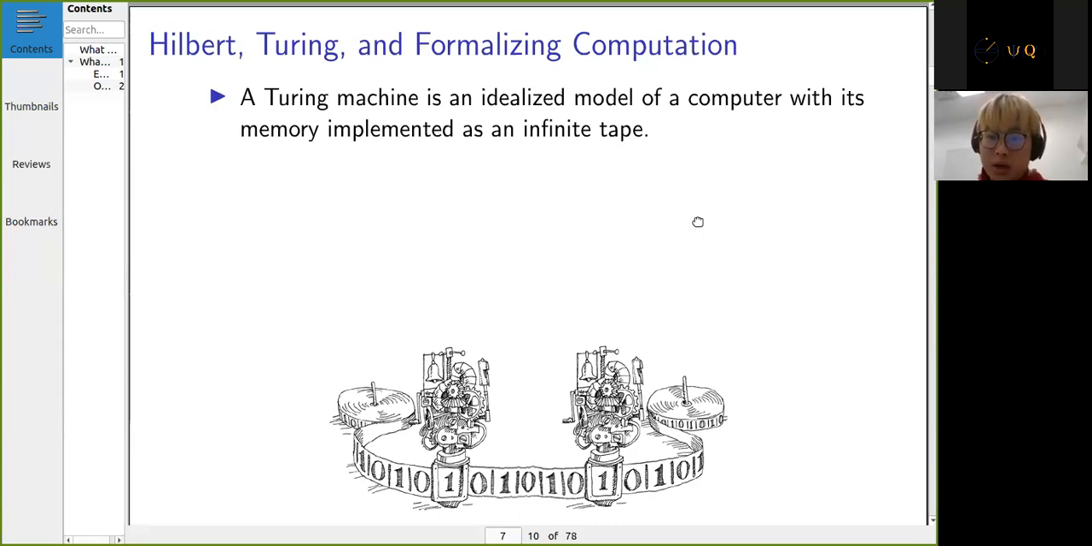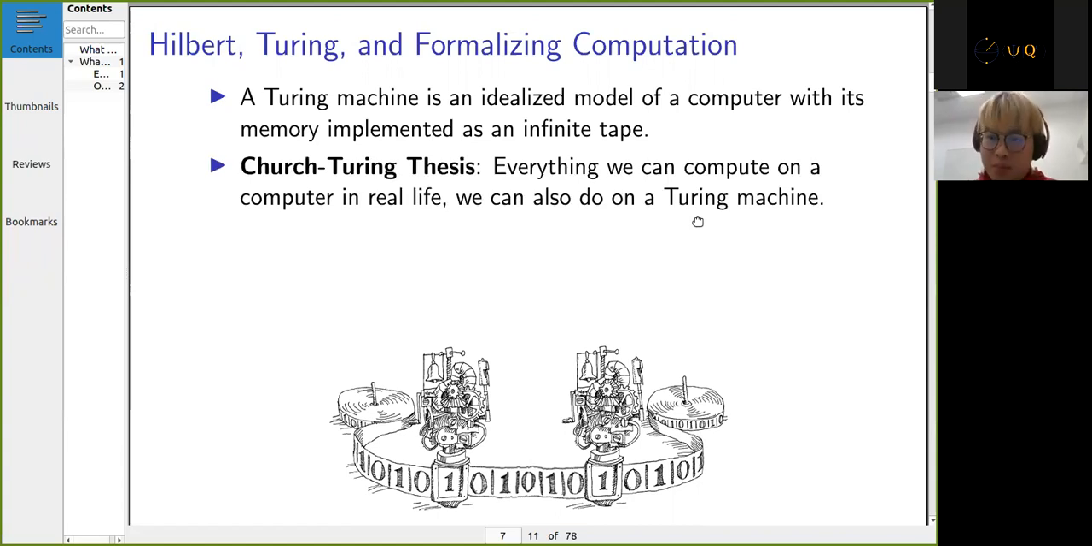He contributed the model of the Turing machine, which is an idealized model of a computer with its memory implemented as an infinite tape. And we also have the belief called the Church-Turing thesis, which states that everything that we can do in a computer in real life, say a Python program or any other computer that can be physically implemented, we can also do on this idealized model of a Turing machine. So this isn't a mathematical theorem.